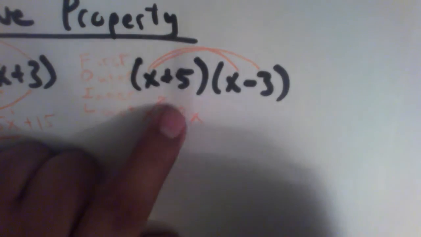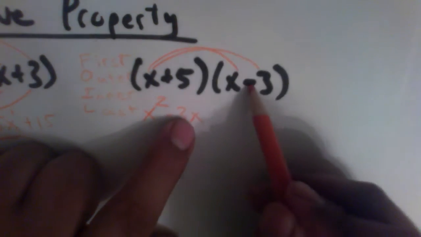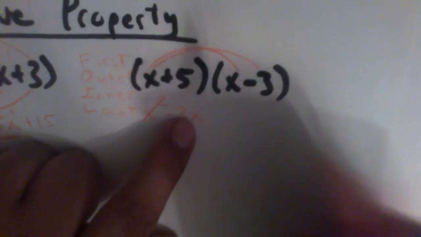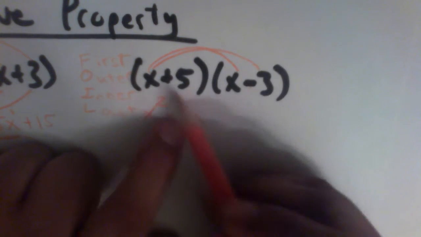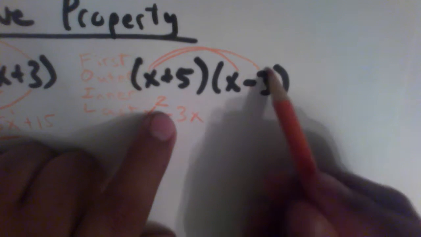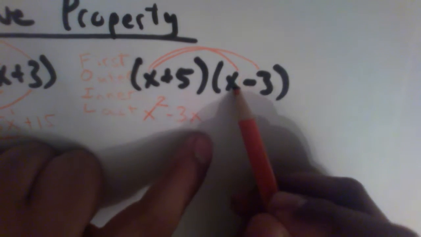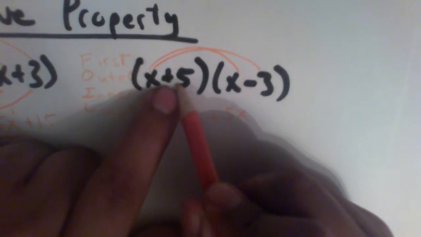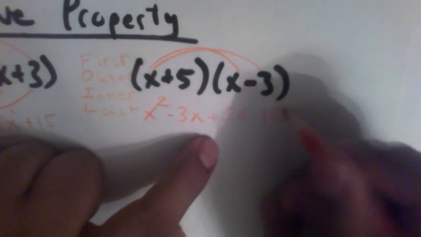In every subject that I'm going to show you, you always keep the sign of the number in front. So if it's 3, don't just assume that it's going to be 3. Keep the sign in front. So x times minus 3, that's minus 3x. Now 5 times x is going to be 5x, and positive 5 times negative 3 will give me negative 15.